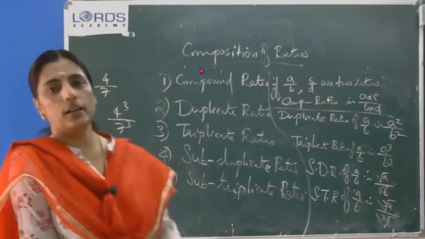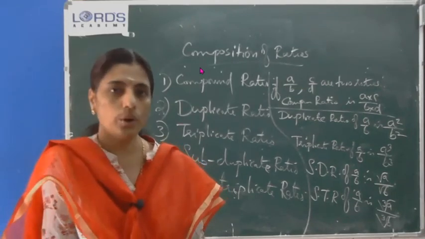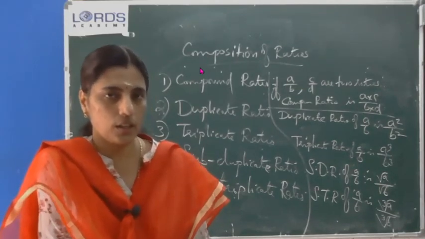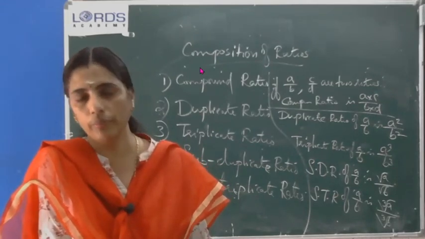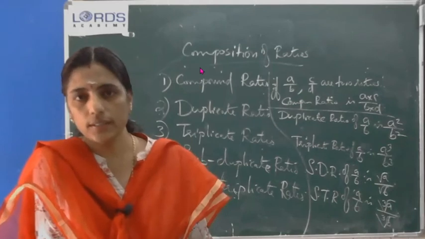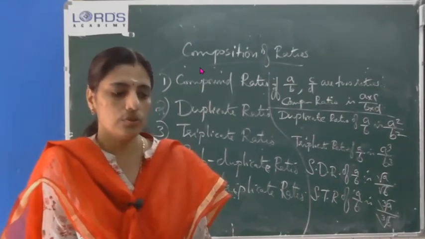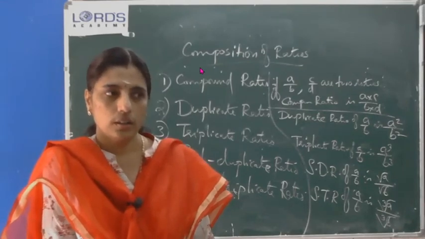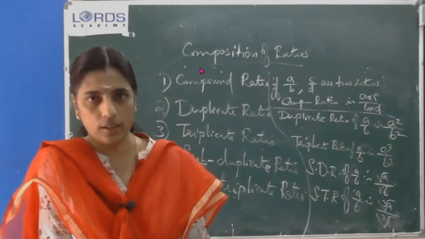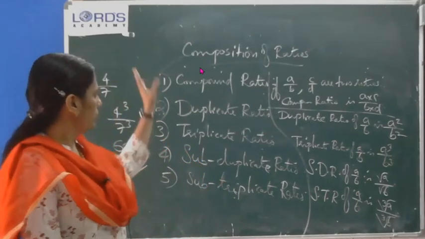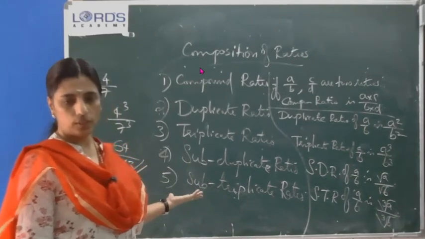Then subtriplicate ratio means taking the cube roots of both the numerator and the denominator. The subtriplicate ratio of A by B is cube root of A by cube root of B. Example: what is the subtriplicate ratio of 64 by 343? Cube root of 64 is 4, cube root of 343 is 7. So the answer is 4 by 7. If you know these five, many questions are based on this, so you have to study.